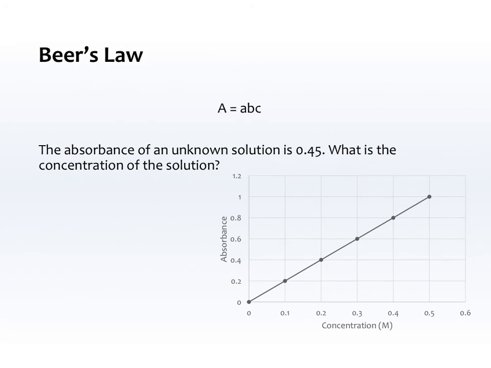All right, last but not least, we're going to look at a plot. This is actually what you're going to be doing with a lab on Beer's Law, is making a plot of absorbance versus concentration. And you'll notice that as the absorbance increases, the concentration increases, so you get a direct relationship. So, the absorbance of an unknown solution is 0.45, which should be somewhere around here. What is the concentration of the solution?